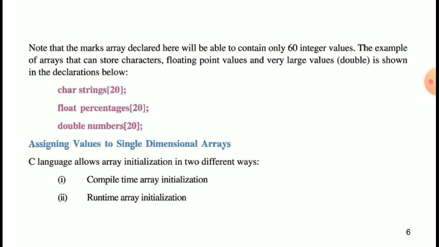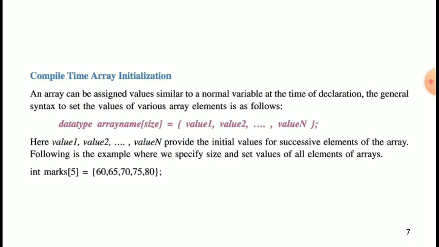Next is assigning values to a single dimension array, that is a 1D array. C language allows array initializations in two different ways. First, compile time array initializations, and second, runtime array initializations. So first I will discuss compile time array initializations.